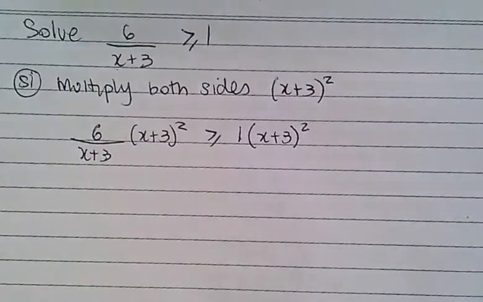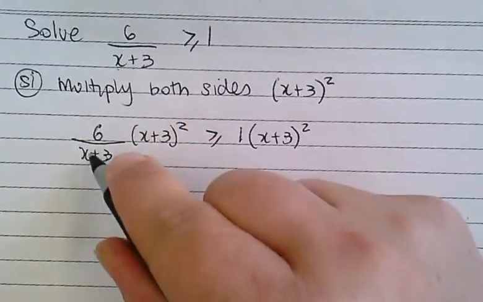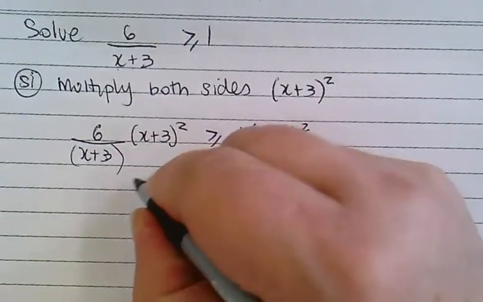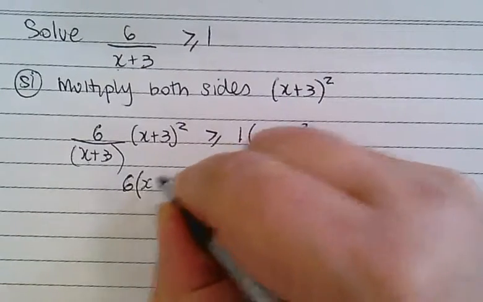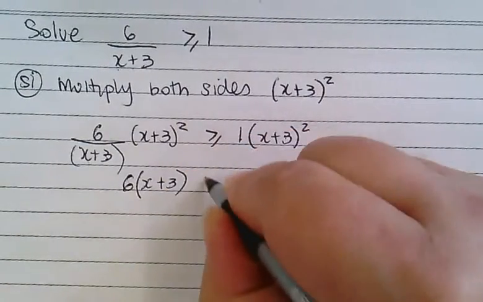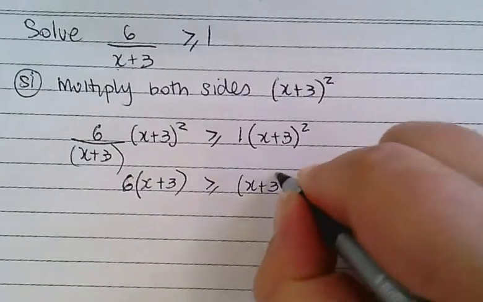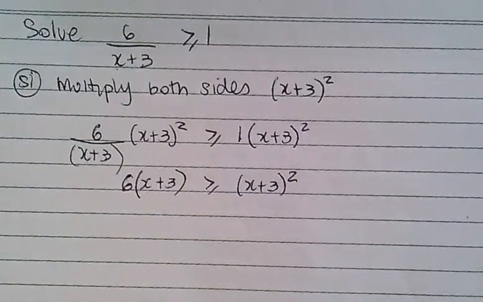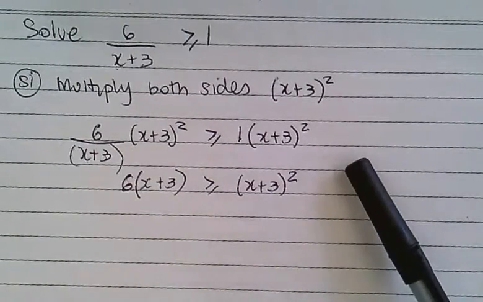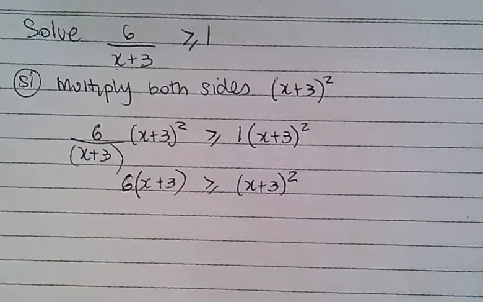So why do we do this step? It's to eliminate the denominator. So make sure that you cross out the denominator with one of these numerators. And what have I got there? 6 bracket x plus 3 is greater than or equal to x plus 3 all squared. What you do not do is expand x plus 3 squared. Do not start doing that. We're going to do this by factorization.